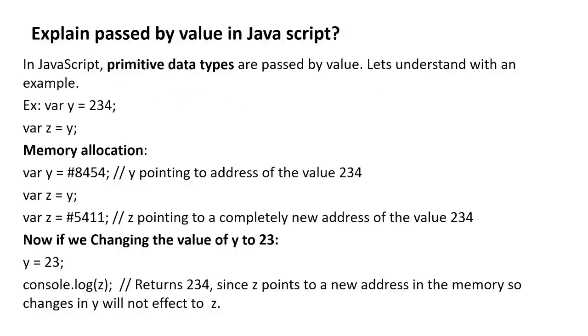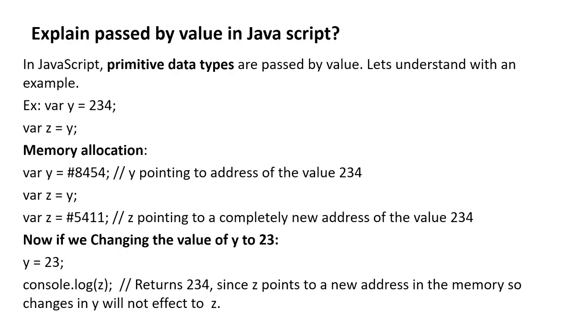Explain pass by value in JavaScript. In JavaScript, primitive data types are passed by value. Let's understand with an example. var y = 234, var z = y. Memory allocation: var y points to an address of the value 234. With var z = y, z gets address 5411, so z points to a completely new address for the value 234.